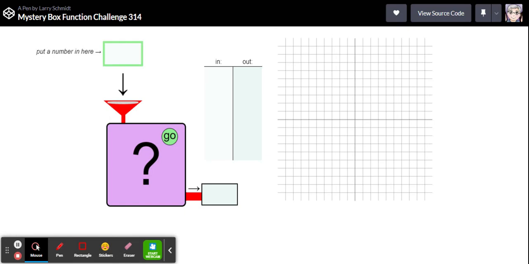In the purple mystery box we have some math and your challenge is to figure out what it is. You can use the link in the description to try this out on your own, and when you think you've got an idea, come on back and see if we get the same thing.